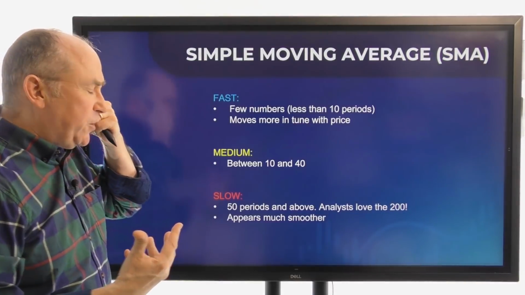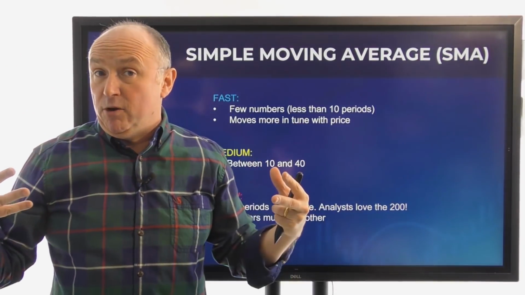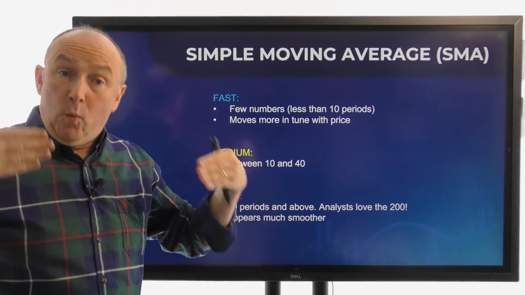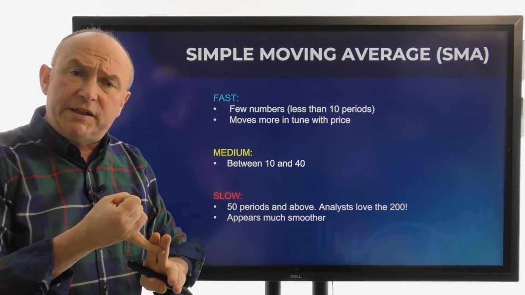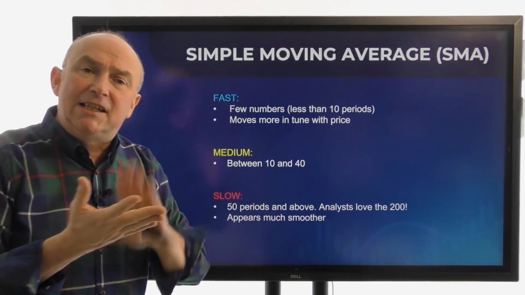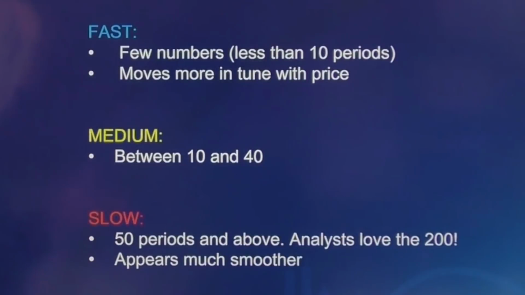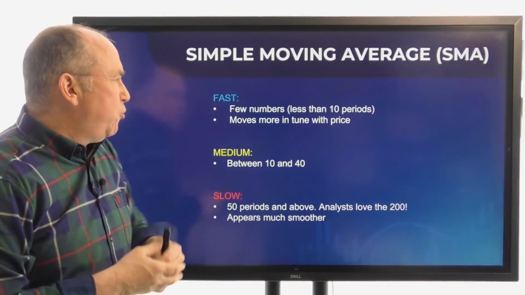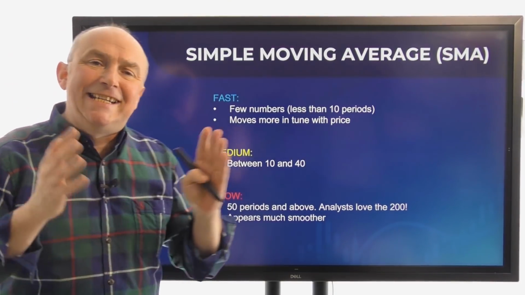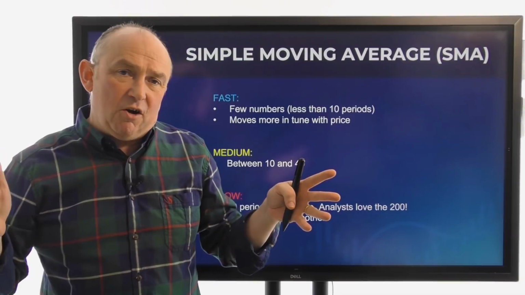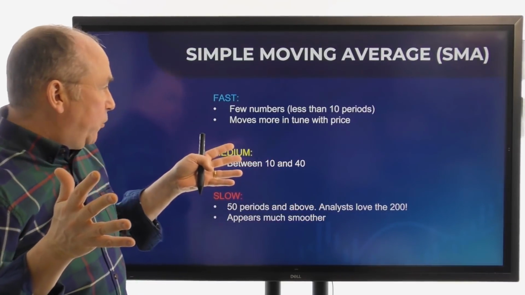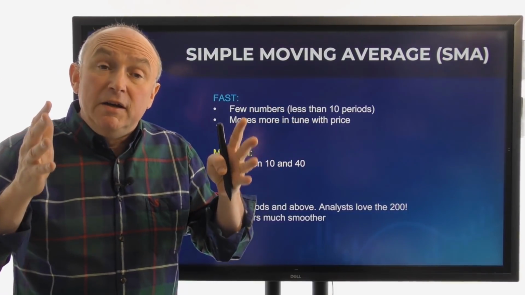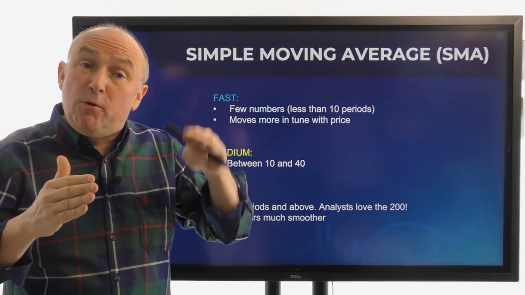Now, when you look at moving averages, we've just looked at a 5-period moving average. But we always look at moving averages in terms of how many we're averaging over. And we look at them as a fast, medium, and a slow moving average. So a fast moving average has a few numbers. This is just, broadly speaking, I would say anything less than 10 periods when you're looking at a chart is a fast moving average. And it moves more in tune with price. So the lower the number, the more relevant or the more precise it will be to price.